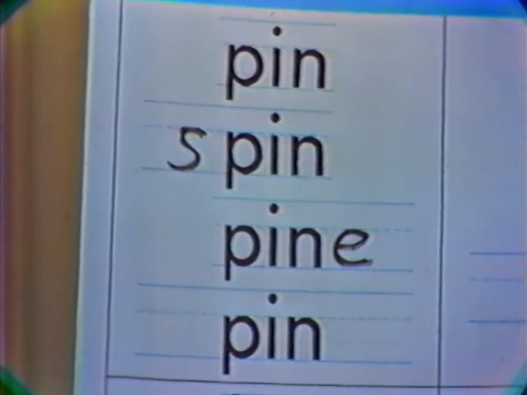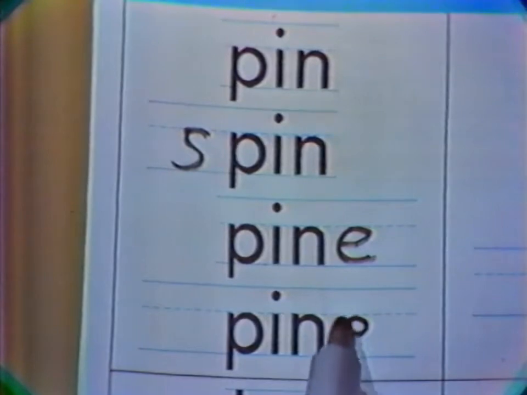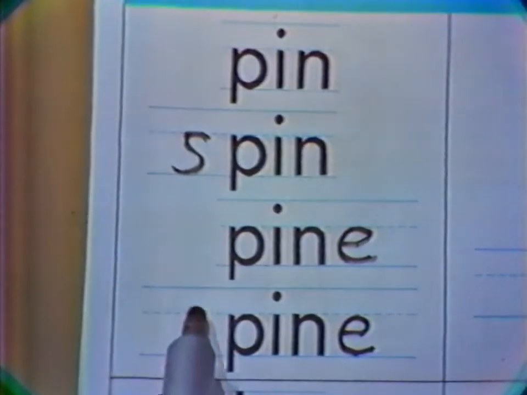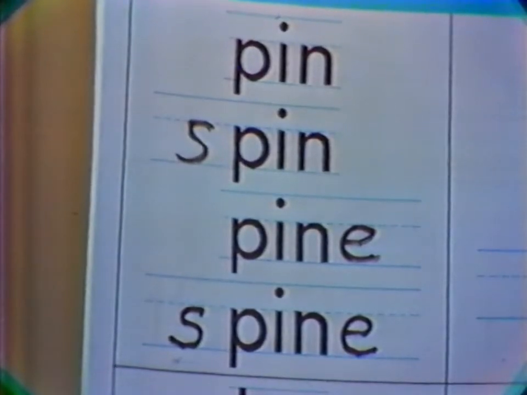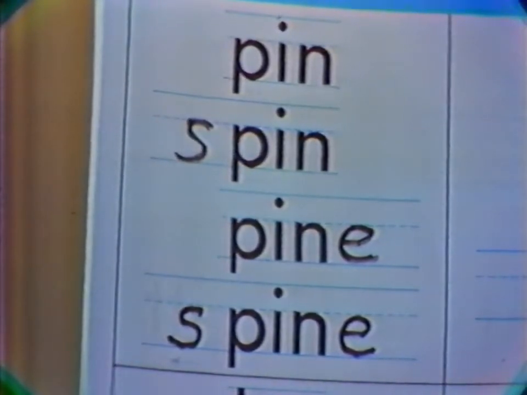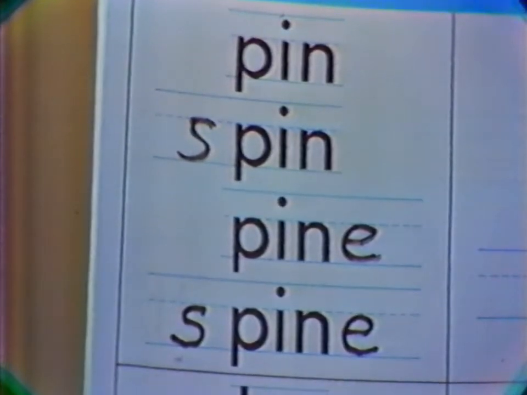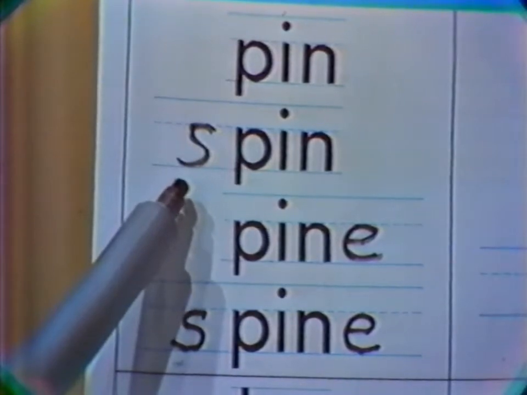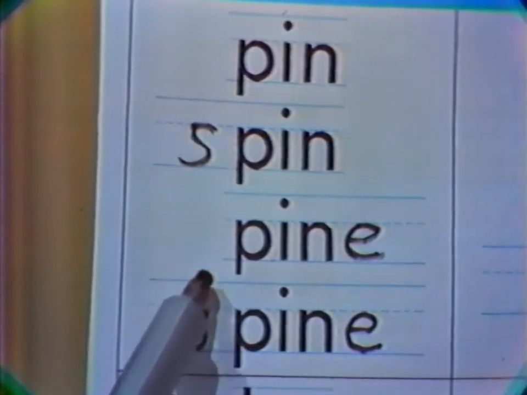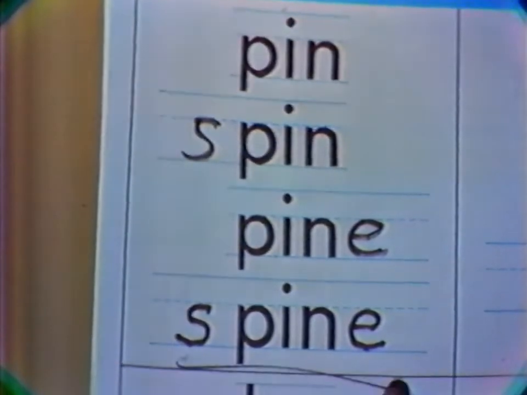Now suppose we put that silent E at the end of pin again, but this time put the S in front again, and we get spine. The bones that run down your back are called your spine. Take a word you know like P-I-N, pin, put an S in front and you get spin. Silent E on the end of pin makes pine. S-P-I-N-E together give you spine.